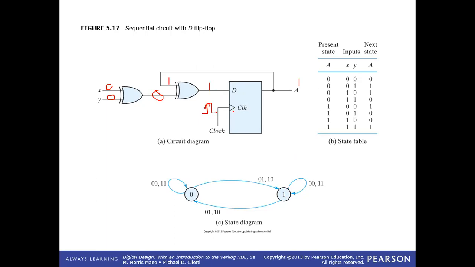Is this symbol for the positive edge D clock or for the negative edge D clock? This symbol in front of you. Positive edge, sir. Yes. What would be the difference if it was negative edge?